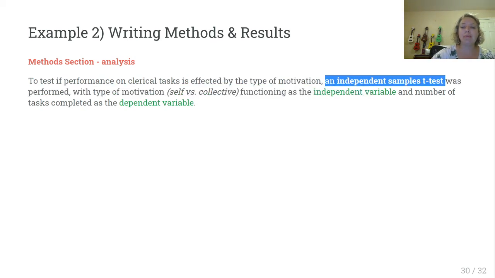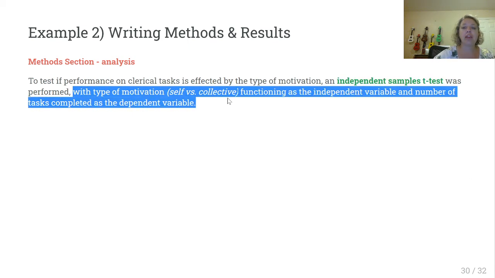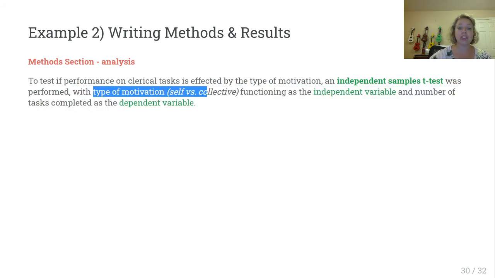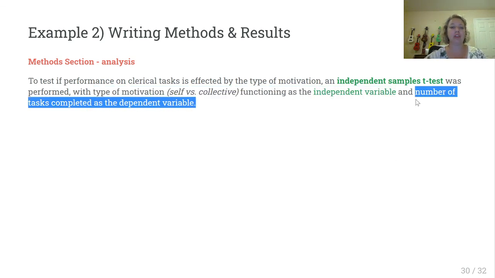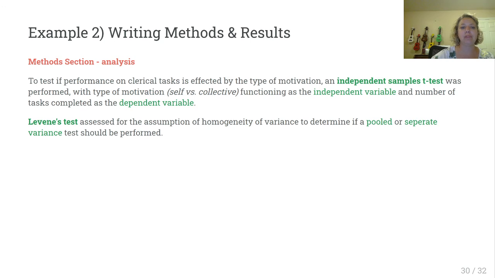So we're going to do an independent samples t-test. Independent samples t-test is the generic term for just comparing two groups. Again, we want to state what is our independent variable, what is our dependent variable. Type of motivation, self versus collective, is our independent variable. If we change this, does it result in an effect on the number of tasks completed? Is there an effect of this on that? We're going to use a t-test to see.